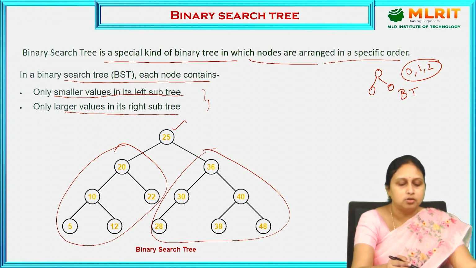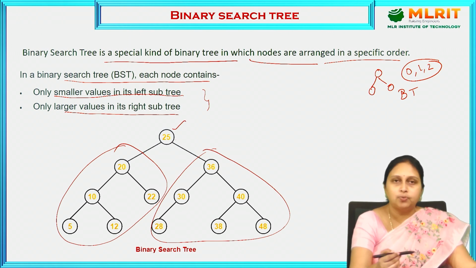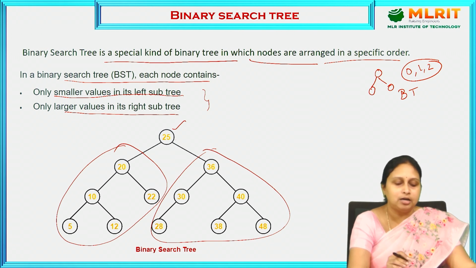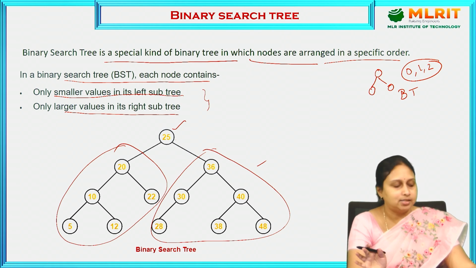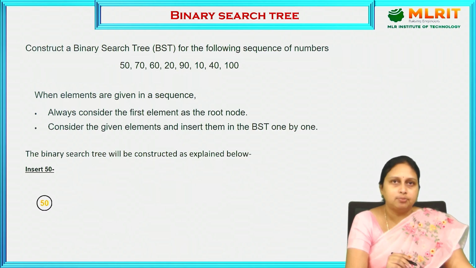You can observe the root 25. All the nodes 20, 10, 5, 12, 22 are lesser than the root node. And on the right subtree, after 25, we have 36, 30, 28, 38, 40. All these are on the right hand side. Now, if you are given some elements, how do we construct a binary search tree? Let us see step by step.